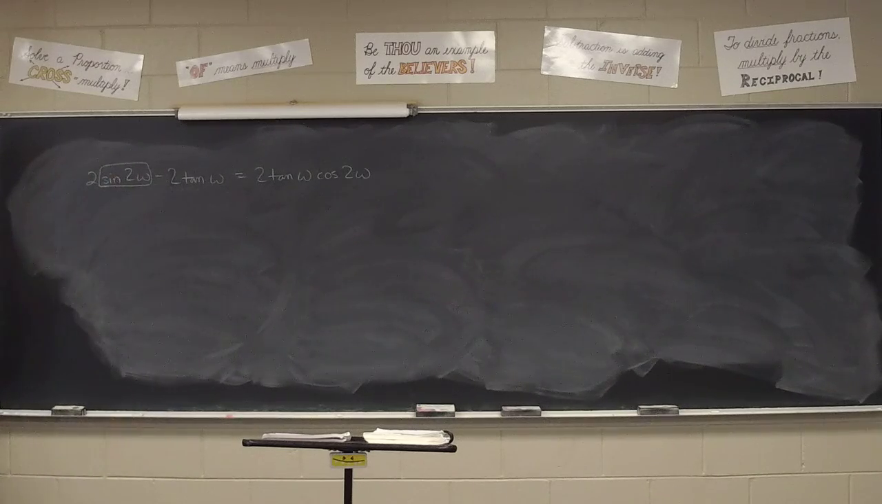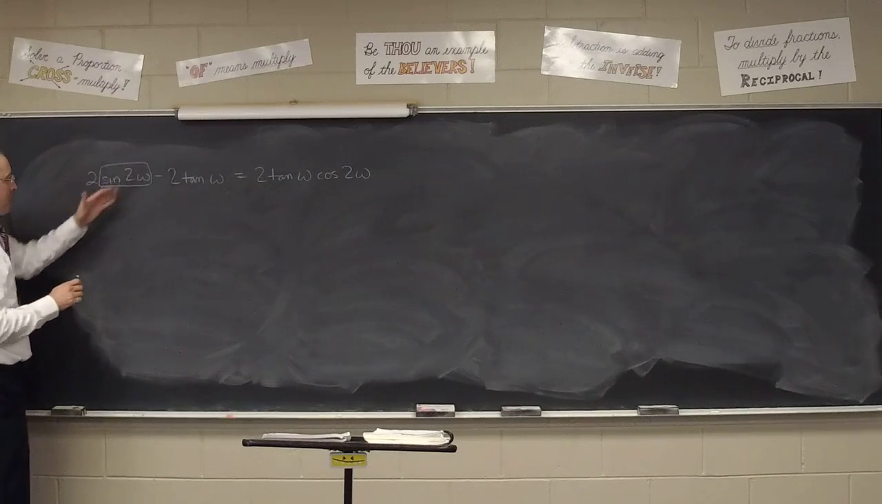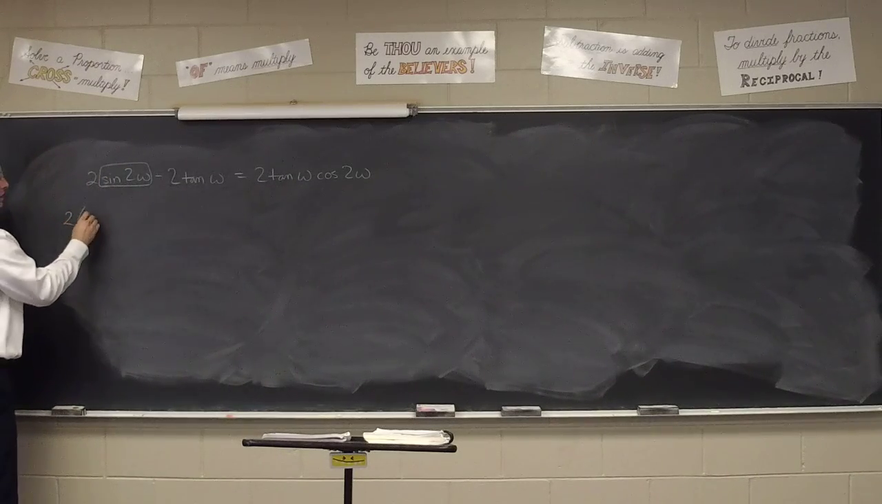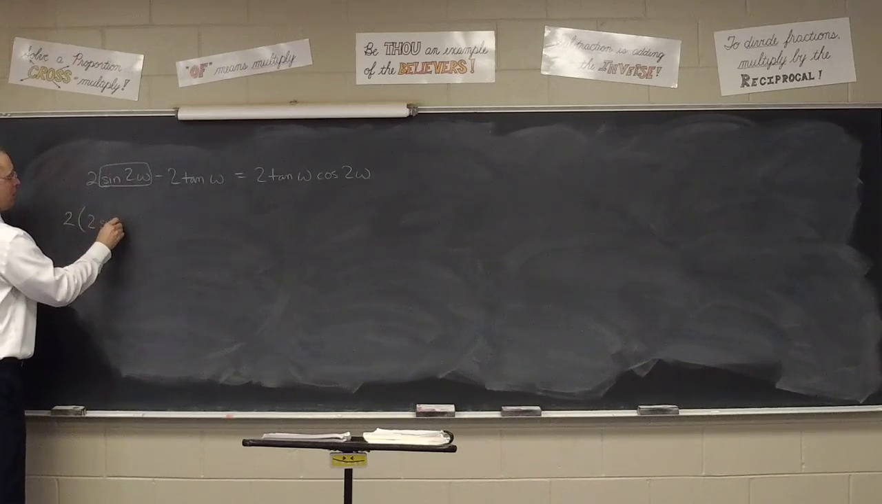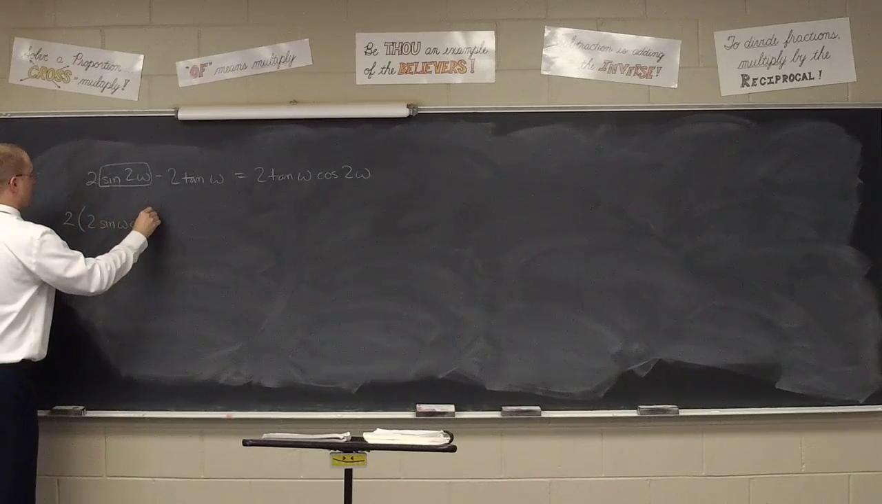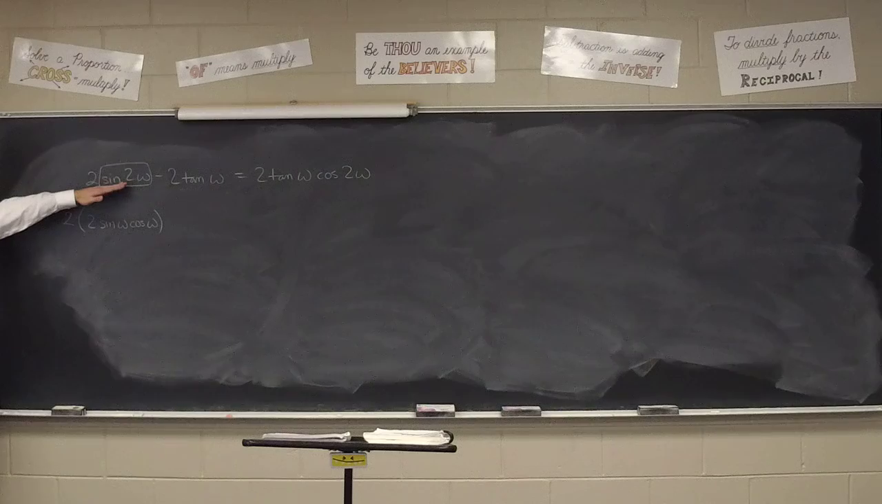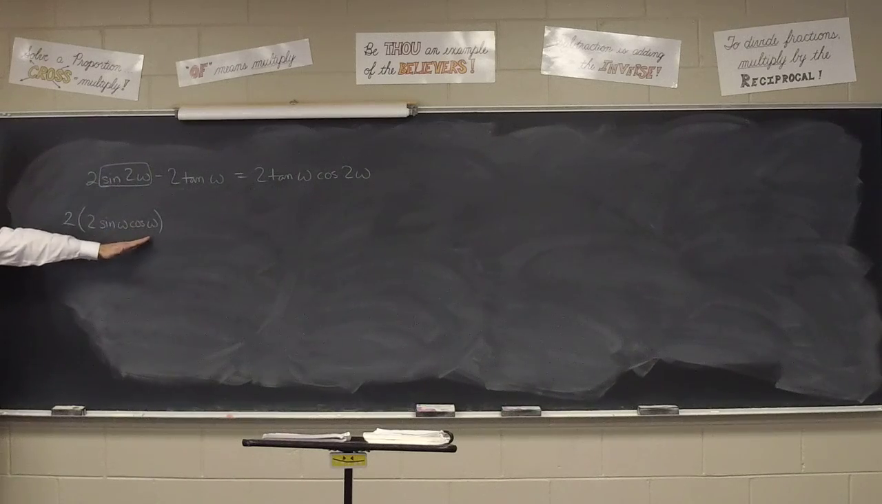What is the 2 omega? It's omega times 2. It's a double angle. So what do I write instead of sine 2 omega, class? 2 sine omega cosine omega. You've got to memorize it. Double angle for sine is 2 sine cosine.